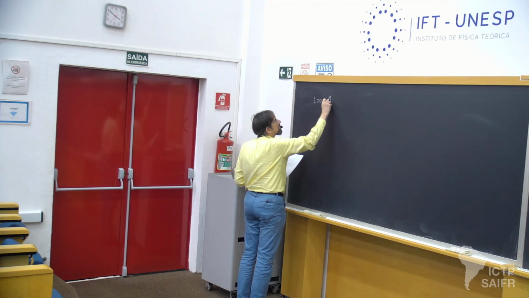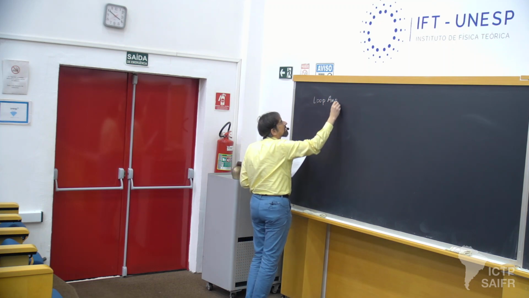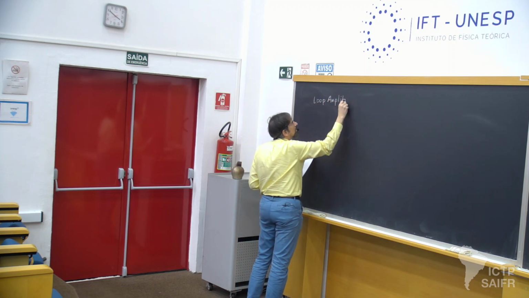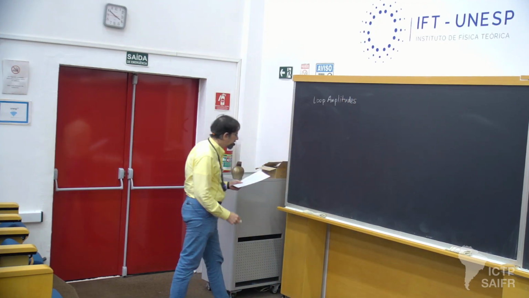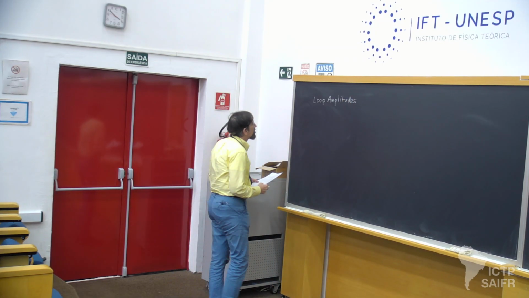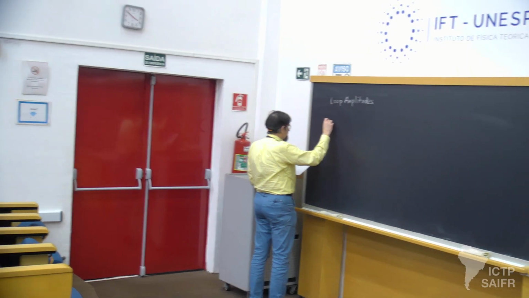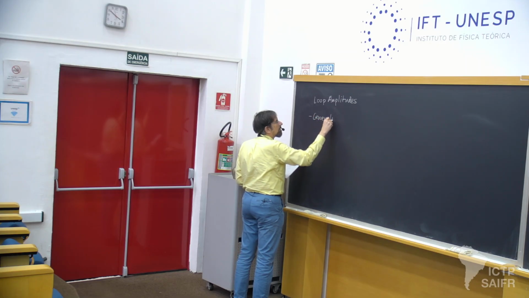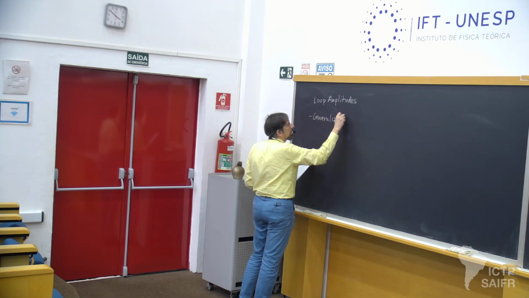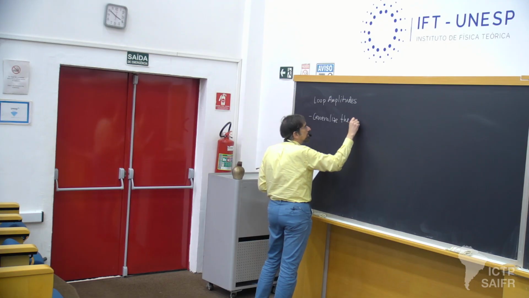Loop amplitudes. We're mostly going to focus on one loop today. So there are several things that we need to understand. We need to, first of all, generalize the color decomposition.